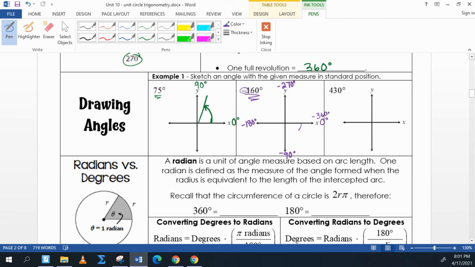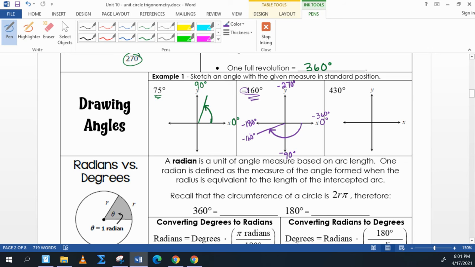So when we're looking at this negative 160, it's not quite to that negative 180. So we'll draw another angle. I'm kind of guessing on that too. The main thing I want to see is you starting from the positive x-axis, and if it's negative, you're going to go clockwise. So draw your arrow so I can see which direction you're going, clockwise to that negative 160 degrees right there.